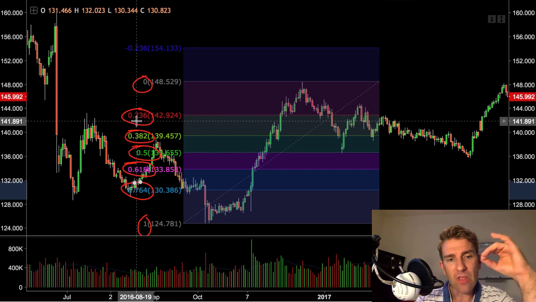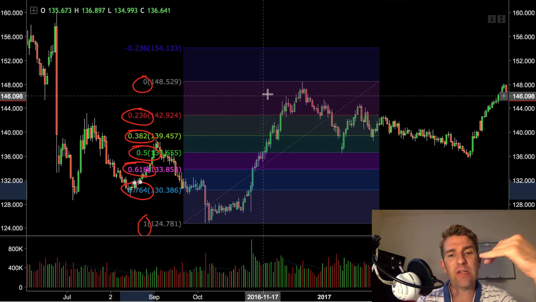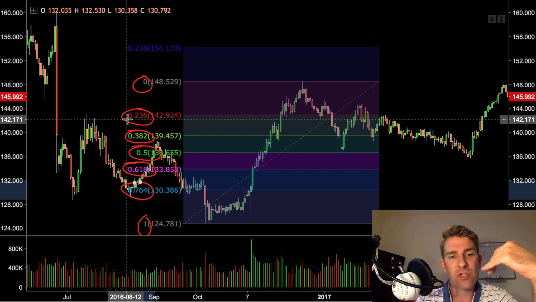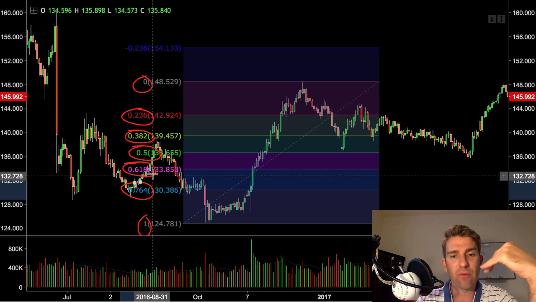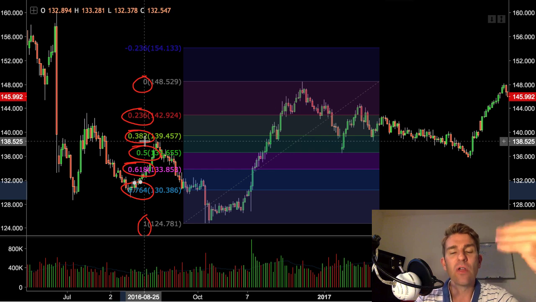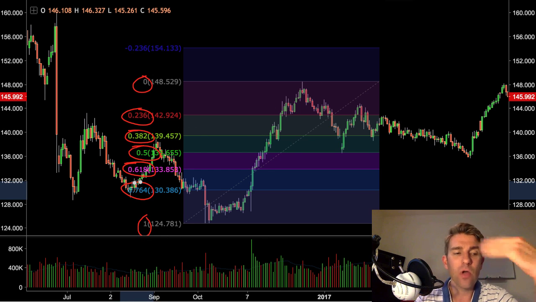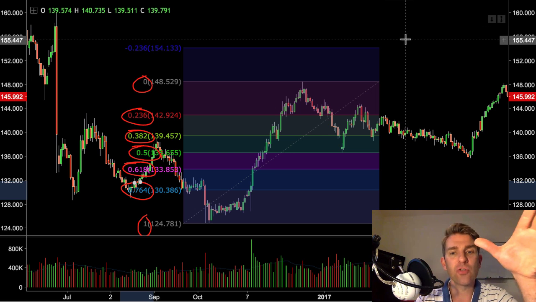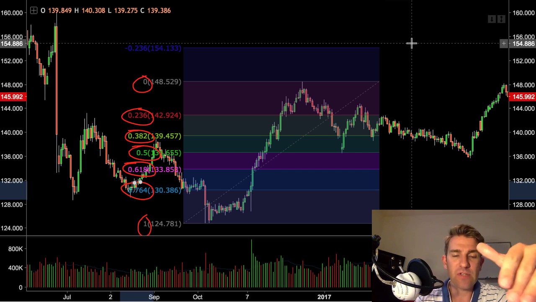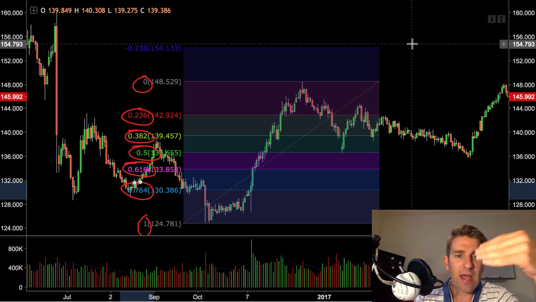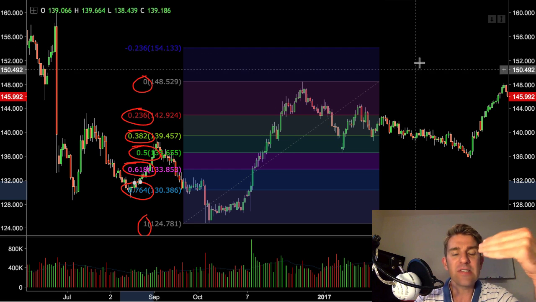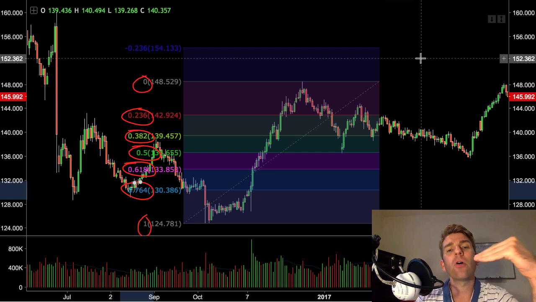So the 0.236 means that the price has pulled back 23.6% from the high. 0.382, 38.2% from the high. 0.5 means 50% from the high. So when we're using a Fibonacci retracement tool, we are basically saying to ourselves, okay, this is where the price has gone. These are the levels that we're expecting the price to stall at if it pulls back.